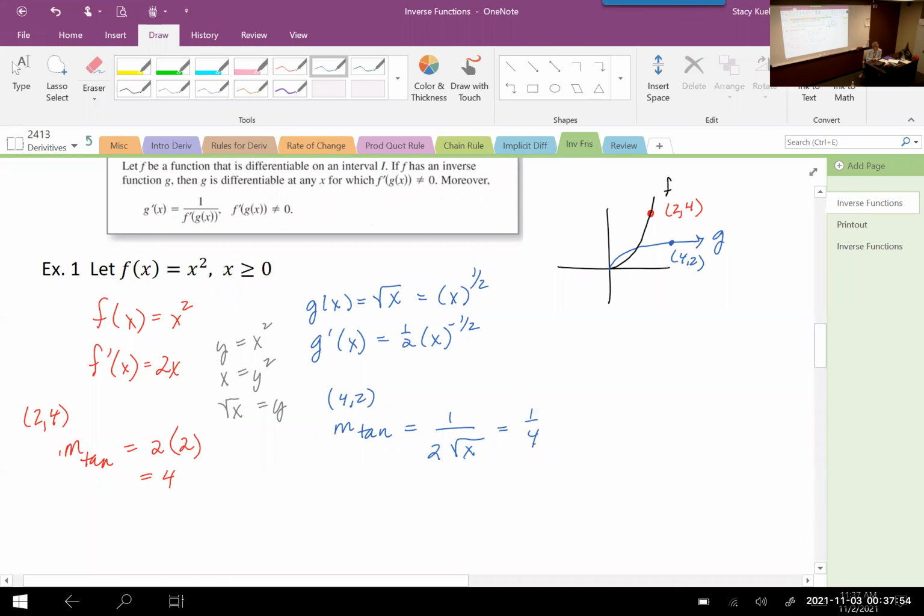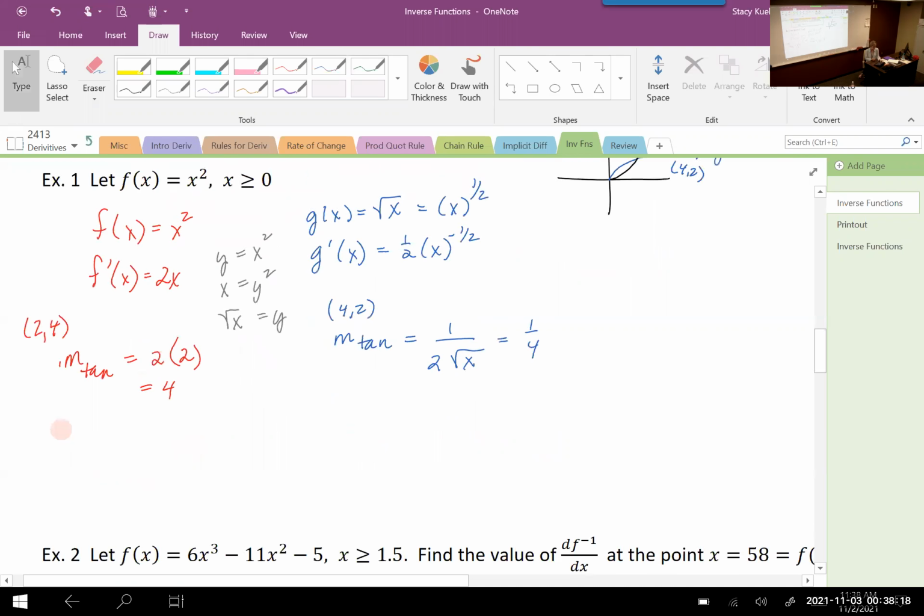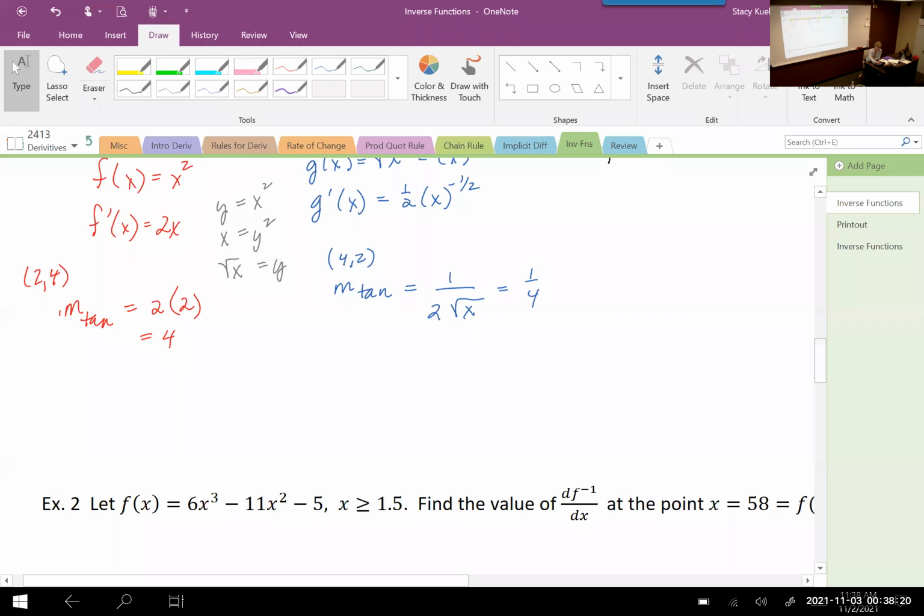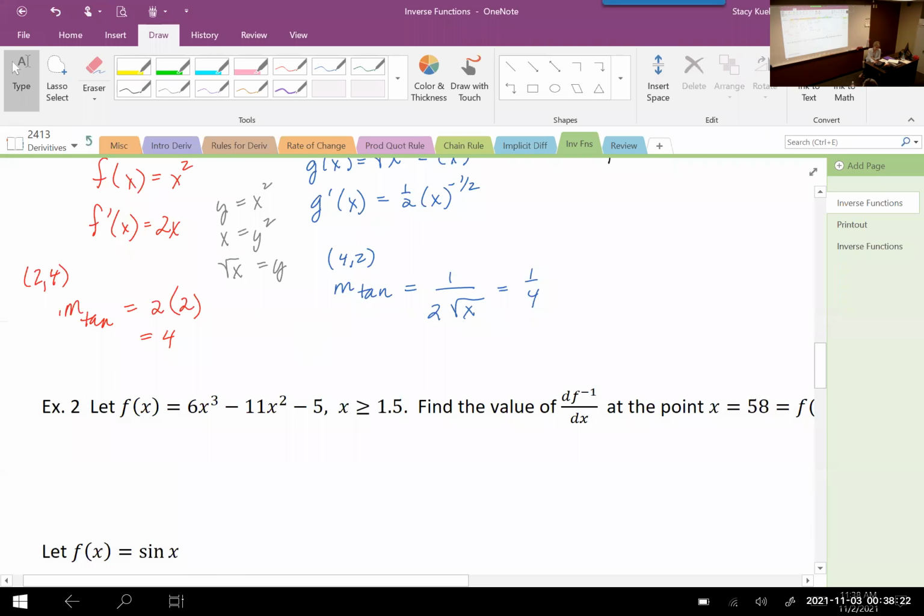So they are reciprocals of each other, aren't they? Okay, that's the relationship between a derivative and the derivative of the inverse, right? That's what I'm trying to say about their points, that their slopes become reciprocals of each other. So maybe I can use that relationship to answer the next question.